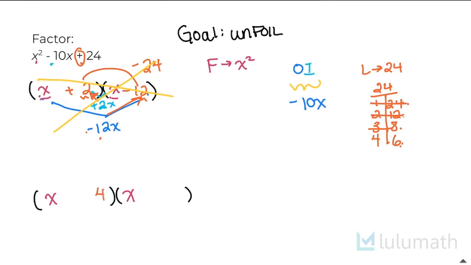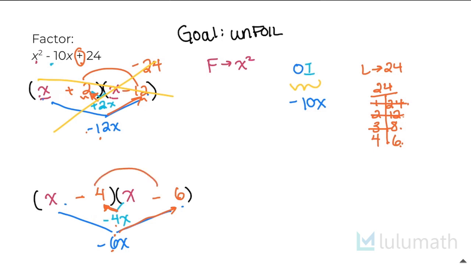So I'll put a 4 here, and I will put a 6 here. For my outer terms being multiplied together, x times 6 is 6x, and for my inner, 4 times x is 4x. If the 4x was negative and the 6x was also negative, I will get the negative 10x that I'm looking for, which means that this negative 4x will make this 4 a minus 4, and this negative 6x that we have here will make this 6 a negative 6.